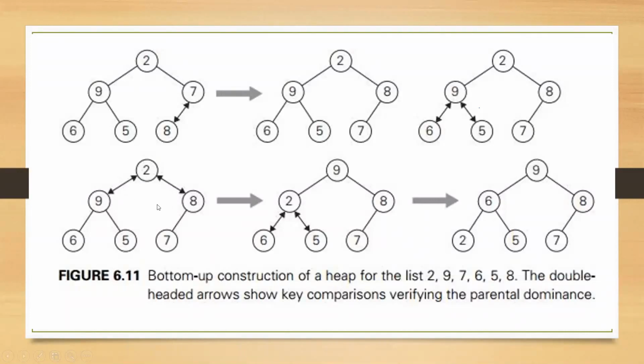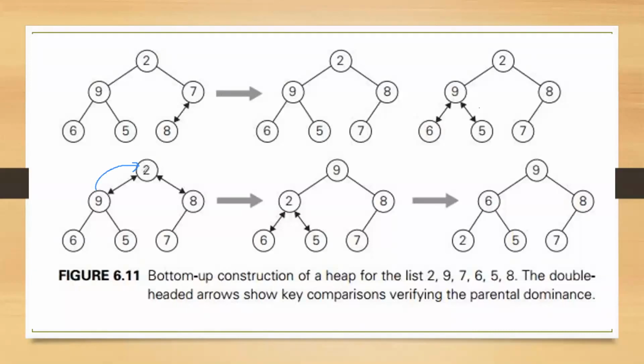You first compare the left and the right child. Whichever is bigger, you have to swap with that. Okay. Now when comparing 9 and 8, 9 is bigger. Therefore, this 9 goes to the root position. First step is the 9 goes to the root position.